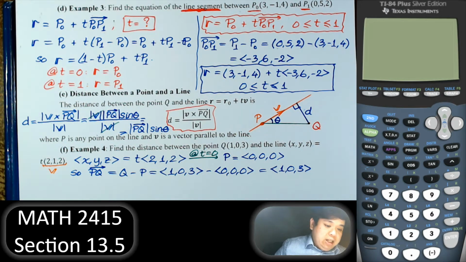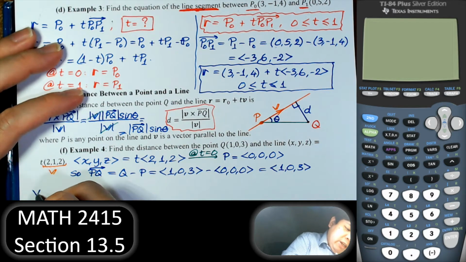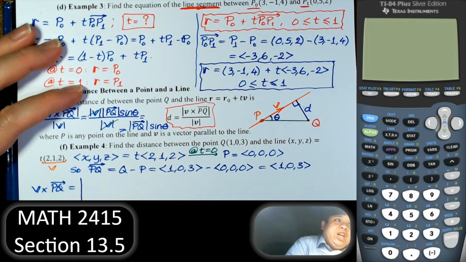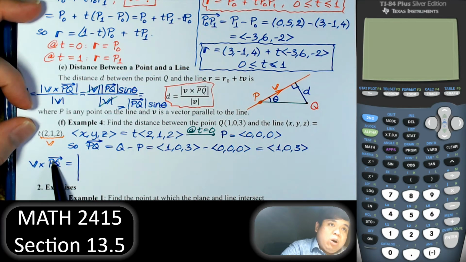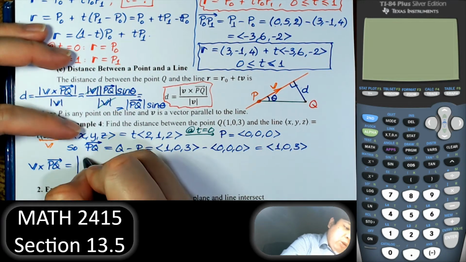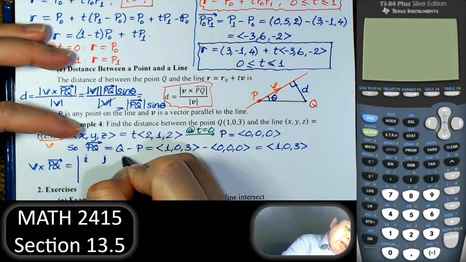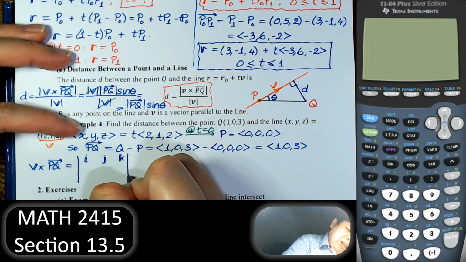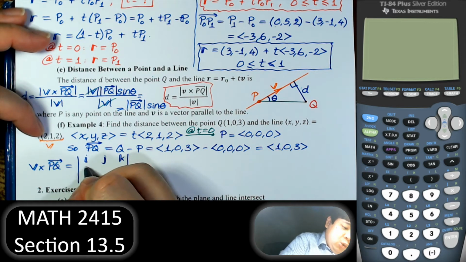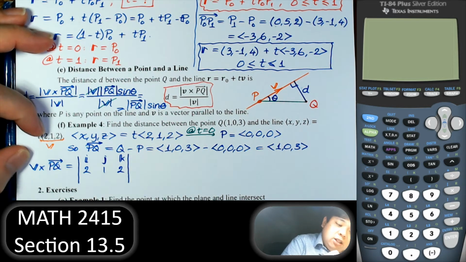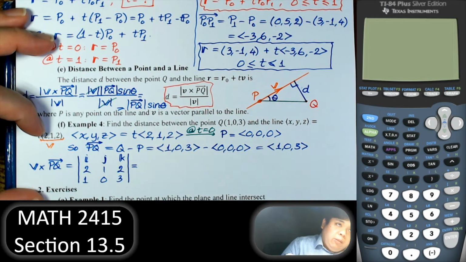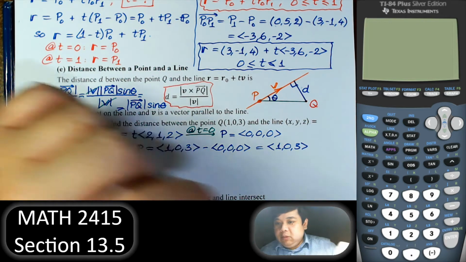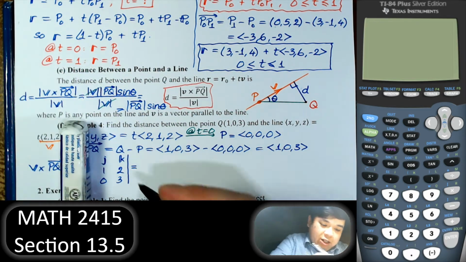So first let's find V cross PQ. Or PQ cross V, it doesn't matter because we have the magnitude. It doesn't matter which one crosses which one. It could be V cross PQ or PQ cross V. I, J, K. I try to write very small here. Vector V is 2, 1, 2. Vector PQ is 1, 0, and 3. We just do it like this, right?